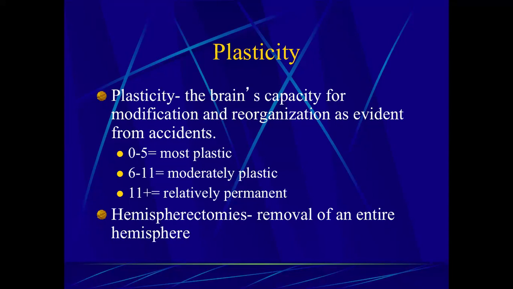So between 6 to 11, we refer to this as moderately plastic or flexible or adaptive. And by about 11, most of our neurons are pretty hardwired. Most of our pathways are pretty hardwired. So if there's damage, if a person has a stroke or has traumatic brain injury after 11, well, they're going to have far more deficits.